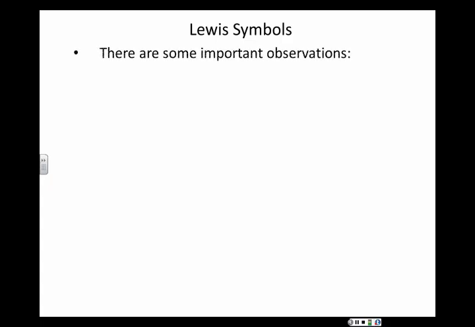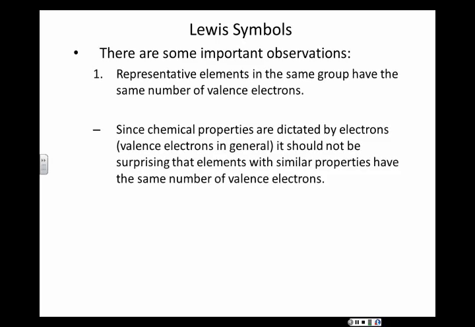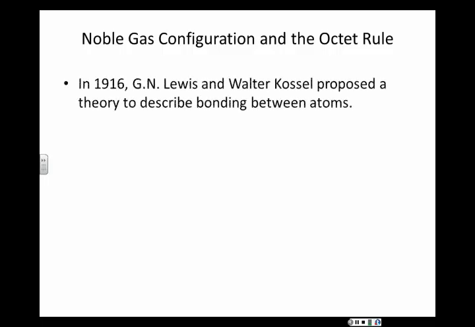Some important observations: representative elements in the same group have the same number of valence electrons. The valence electrons are important because they're what dictate properties. We can always find the number of valence electrons by looking at the Roman numeral above the A, or in front of the A on the A groups, and the maximum number of valence electrons is 8. So that's important.